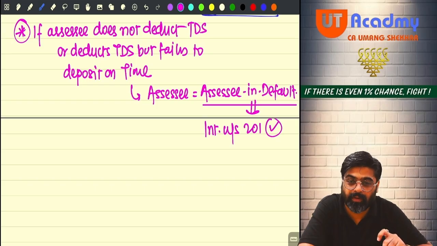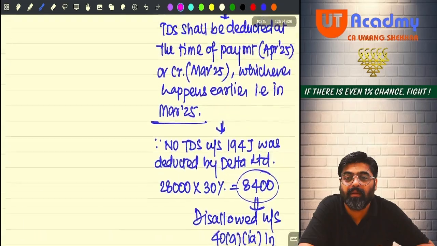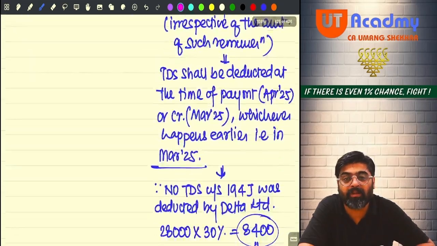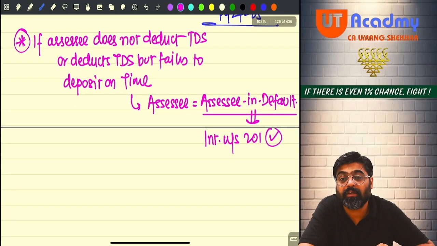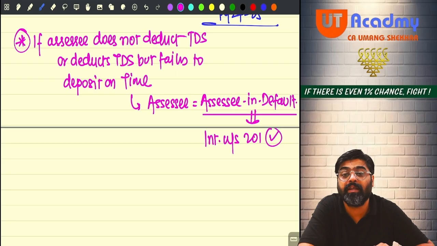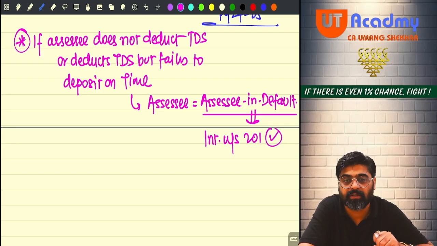So what will be the consequence? They are asking you, what are the consequences for non-deduction? Number one, consequence for non-deduction is the payment will be disallowed under PGBP head. How much? 3,60,000 and 8,400. And the second consequence is the assessee will be treated as assessee in default. Because whenever he does not deduct, or if he deducts but does not deposit, at that time he is treated as assessee in default, and from him interest under section 201 is charged. So this will be the second consequence.